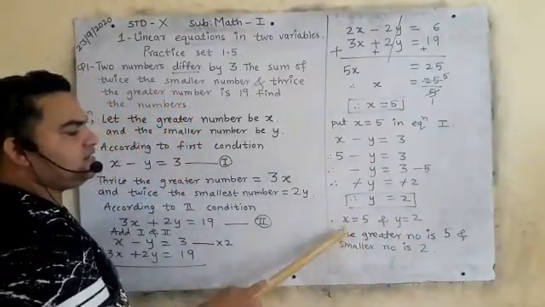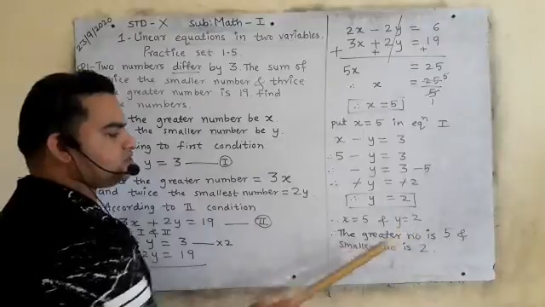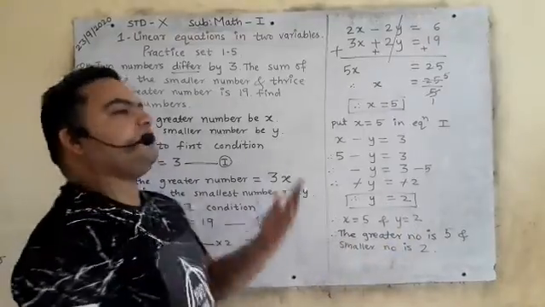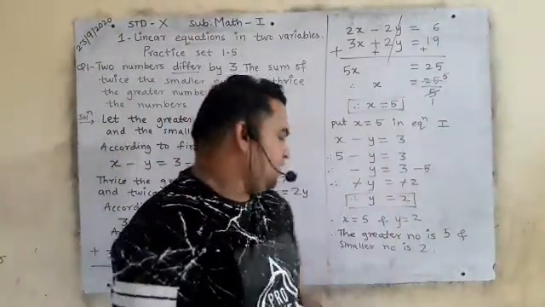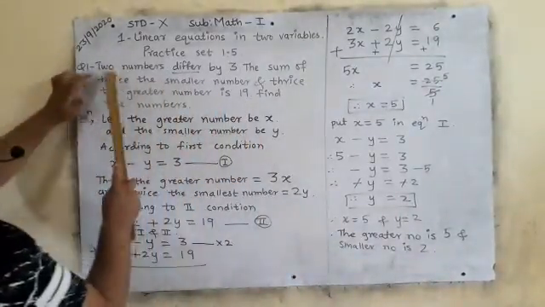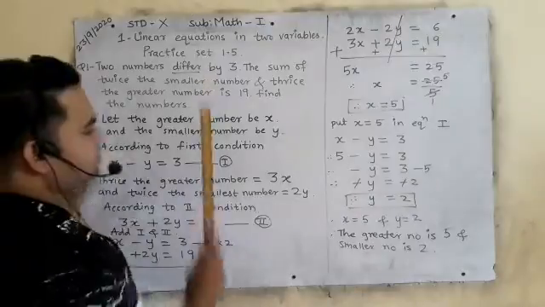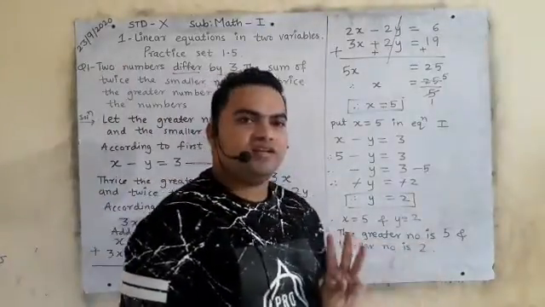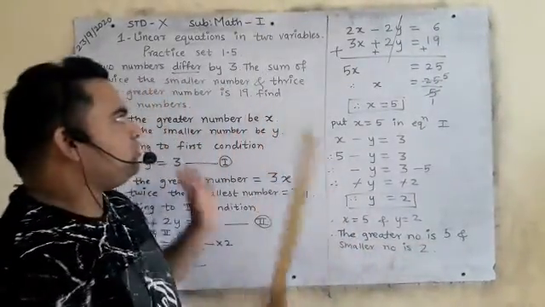Here you got the answer, x is equal to 5 and y is equal to 2. Therefore the greater number is 5 and the smallest number is 2. Okay, 5 and 2. So you can see that your answer is right. Two numbers differ by 3. 5 minus 2 is 3. Yes, so this is how you have to solve the word problem.